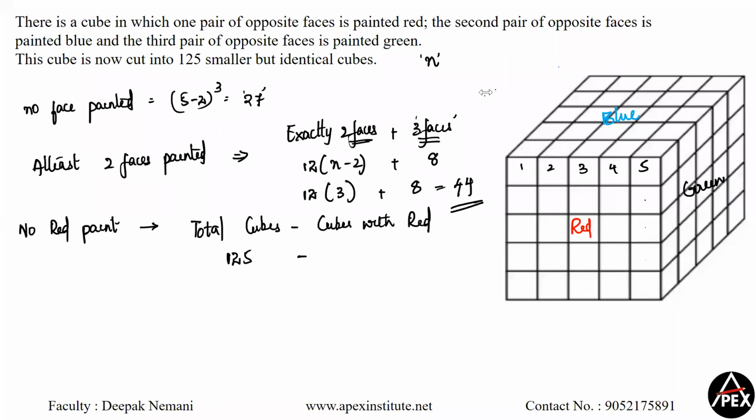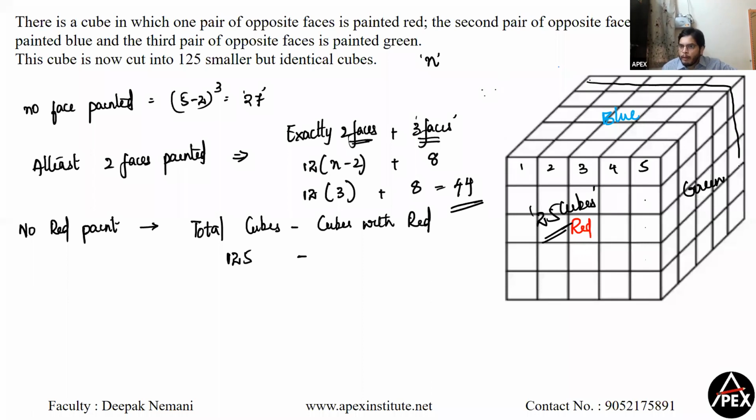50, sir. 50, isn't it? Okay, so you will be having 25 cubes having red paint on the front face and 25 cubes on the back face. All these cubes will be having red color painted on them. So 25 on the front face and 25 on the back face. So 125 minus 50, 75. So 75 should be the answer.